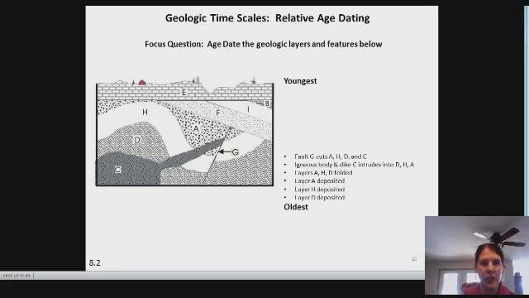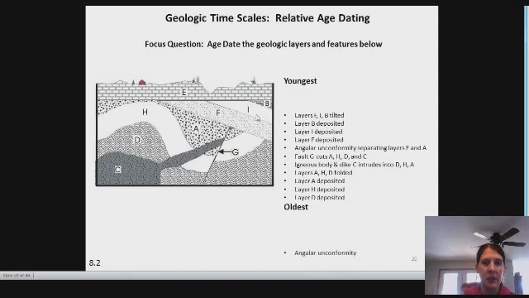And then fault G cuts through the previous layers. An angular unconformity separates layers A and F, because this is where that fault line ends. And layer F is deposited, followed by layer I, followed by layer B. And then we have a tilting of those layers, giving us another angular unconformity before layer E is deposited. And finally, we have uplift and erosion of layer E, as you can see on the surface here.